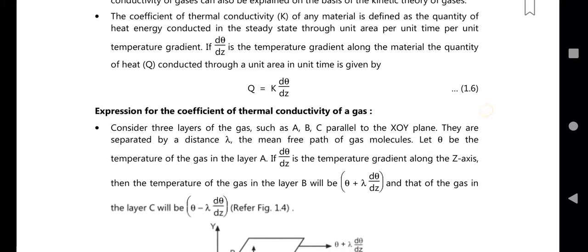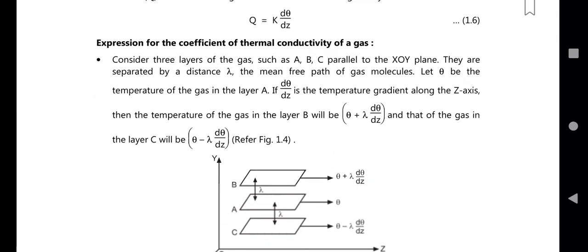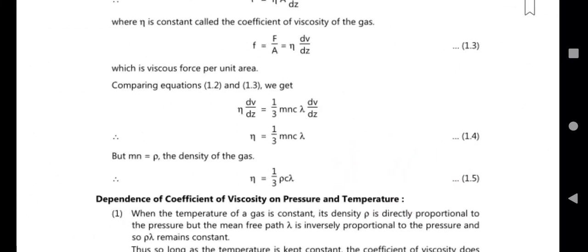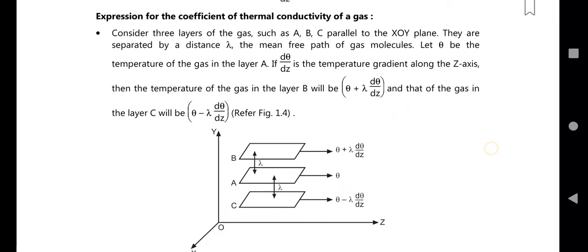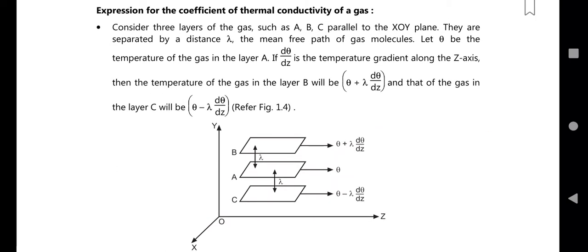Now, the expression for the coefficient of thermal conductivity of a gas. Consider three layers of gas, A, B, C, parallel to plane XOY. They are separated by distance lambda, the mean free path of the gas molecules. Let θ be the temperature of the gas in layer A. If dθ/dz is the temperature gradient along the z axis, then the temperature of the gas in layer B will be θ + λ dθ/dz, and in layer C it will be θ − λ dθ/dz.